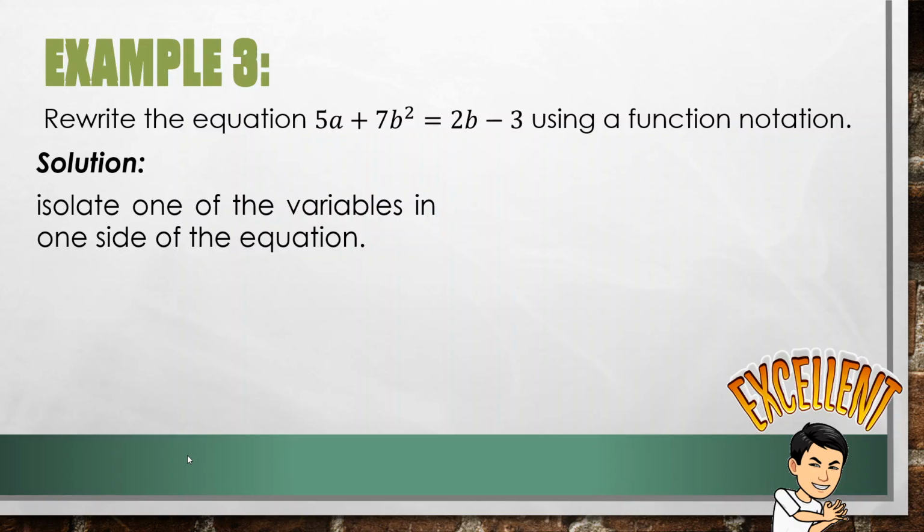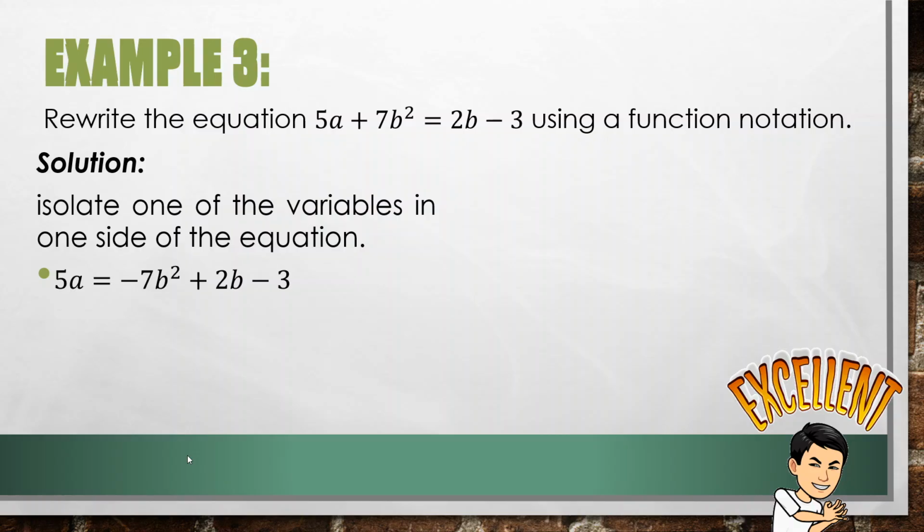Isama na rin natin yung minus 3. So matitira na lang doon sa kaliwa is yung 5a. Okay? So ang mangyayari dyan is itatranspose natin si plus b squared papunta sa kanan. So magiging minus 7b squared na siya. So ganito mangyayari. So magiging 5a is equal to negative 7b squared plus 2b minus 3. So sa 7b squared, naging negative na siya kasi nilipat natin siya sa kabila ng equals.